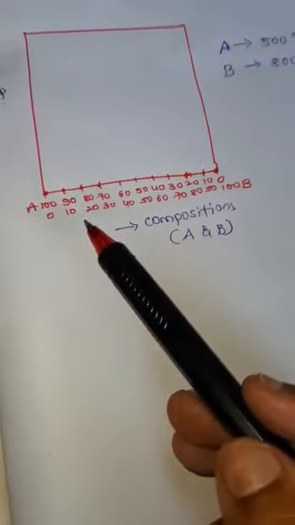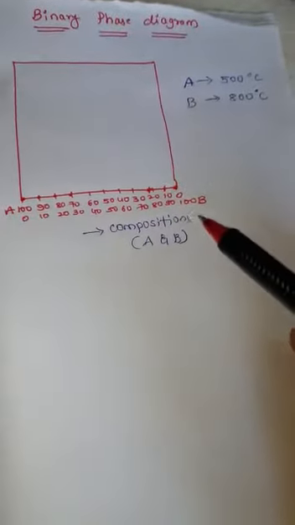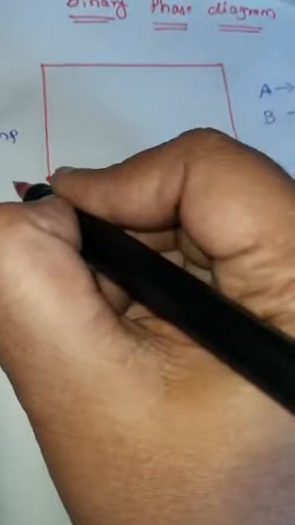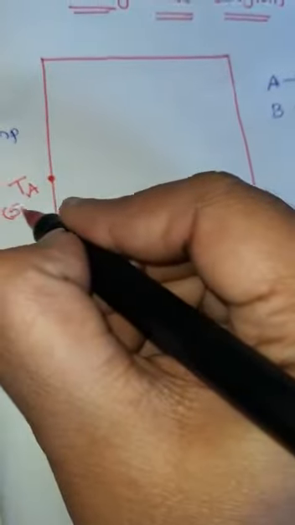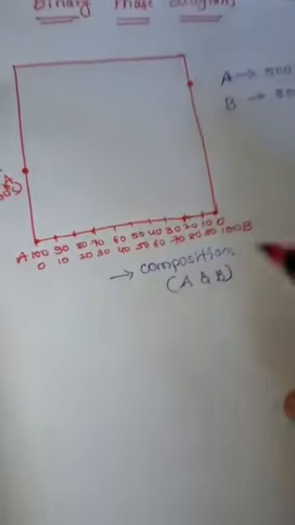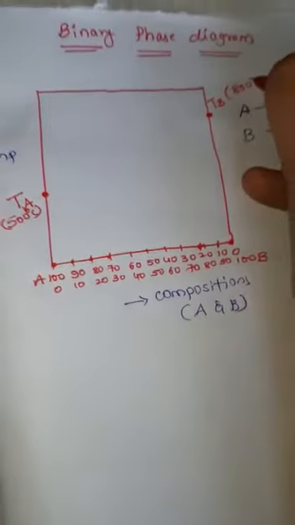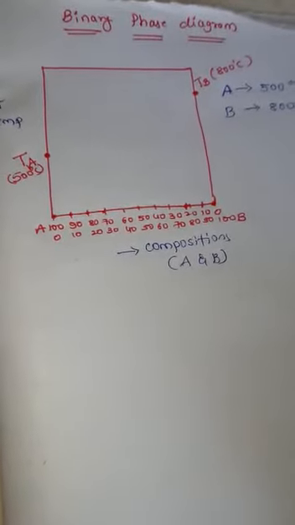Where A is equal to 100, on this side, I mark the melting temperature of A on this line only. Where B is equal to 100, I mark the melting temperature of B. For A it is 500 degrees Celsius, which we write as TA, the temperature of A. Then TB, where B is 100%, is 800 degrees Celsius. I hope it is understood.